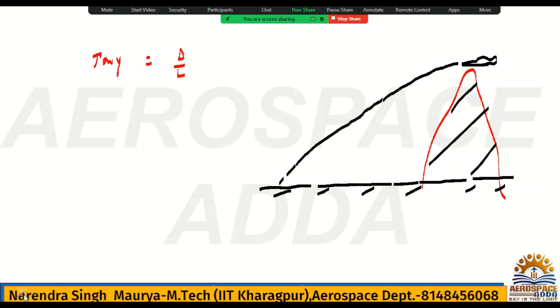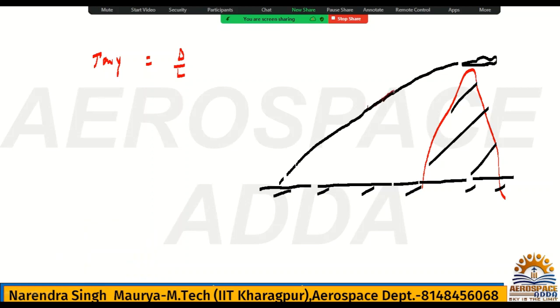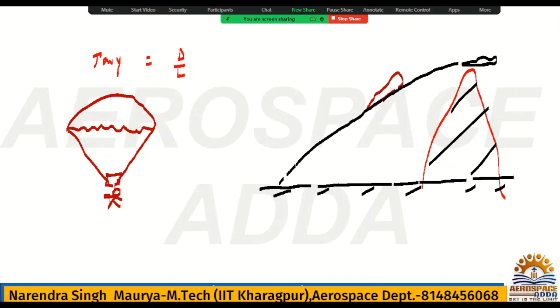Now suppose someone has jumped from a hill station with the help of this glider. It is just like a parachute, but it is not a parachute. A parachute is always a vertical gliding. Vertical gliding is a parachute: you jump somewhere and you go perpendicularly downward. This is a parachute. Someone is here, you hold it and you jump, and you go down like this.